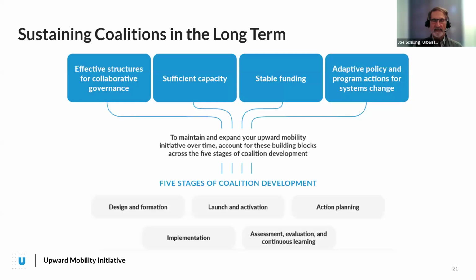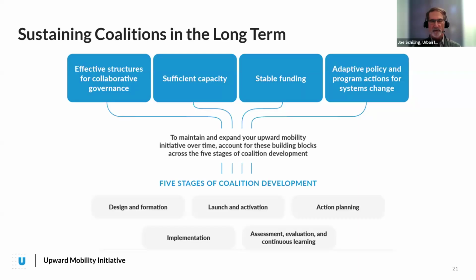And then finally, having the flexibility to pivot in your different policy and program activities to meet the moment. What's going on now? Where can we make changes and take advantage of opportunities in order to facilitate that systems change? Because again, systems change is the long game, and building the coalition in a collaborative cross-sector way will help you get there.